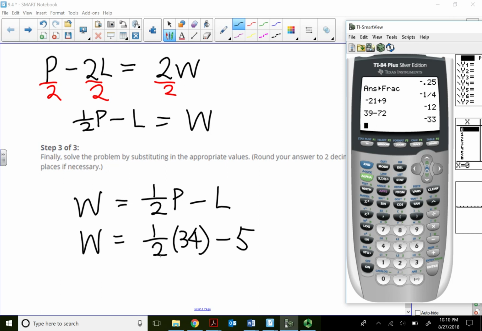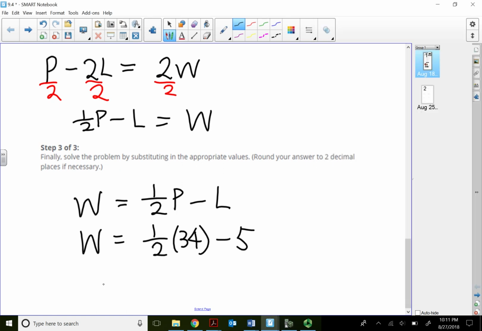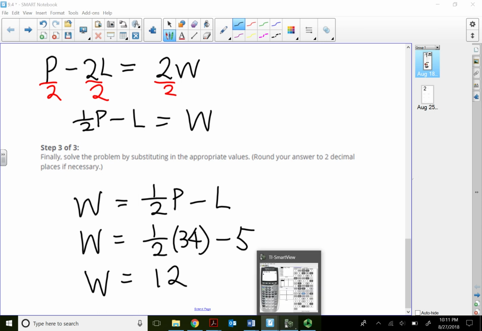You know the right side of the equal sign has two terms. So when I key it into the calculator, I have to demonstrate there are two terms. If I say half is 0.5 times parenthesis 34, close it, then minus 5, the calculator reads this as two separate terms, which will give me the right answer, W equal to 12.